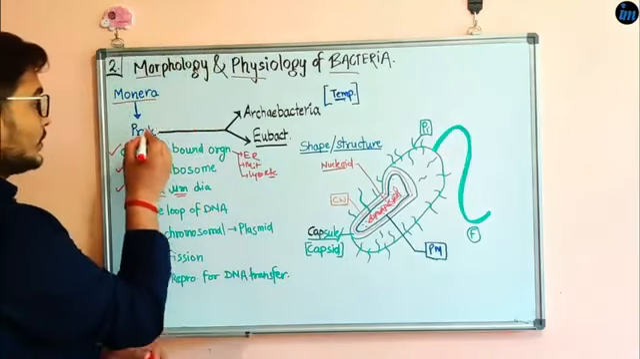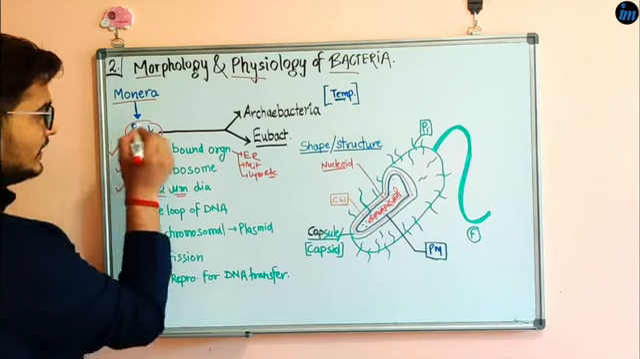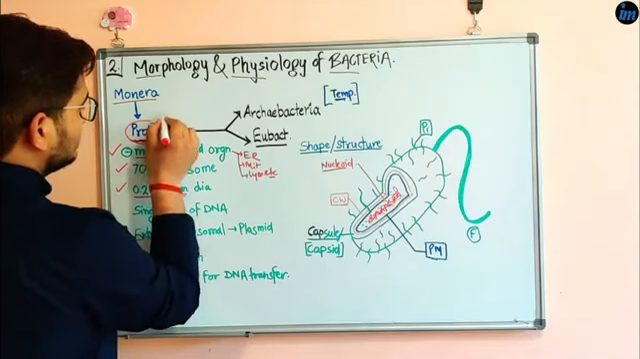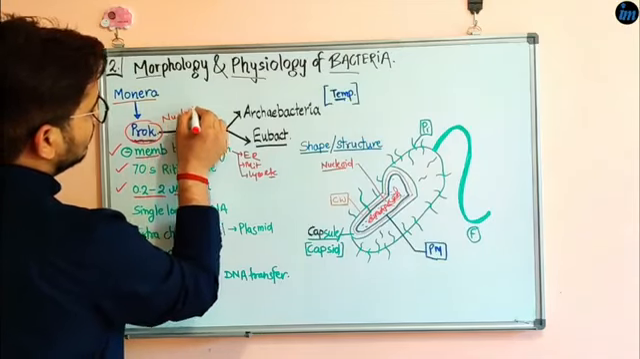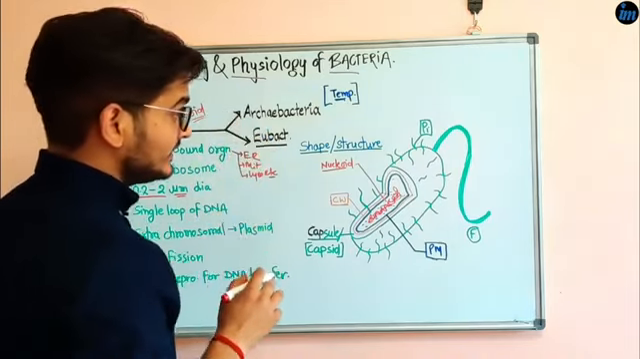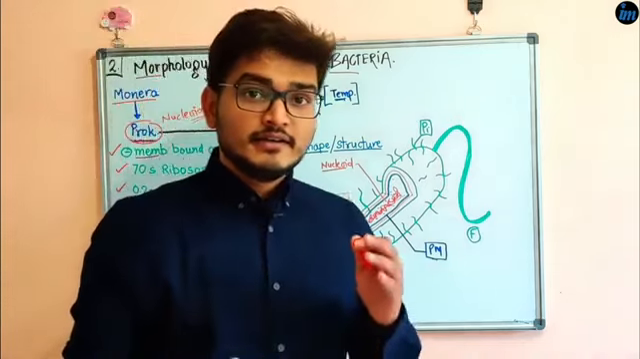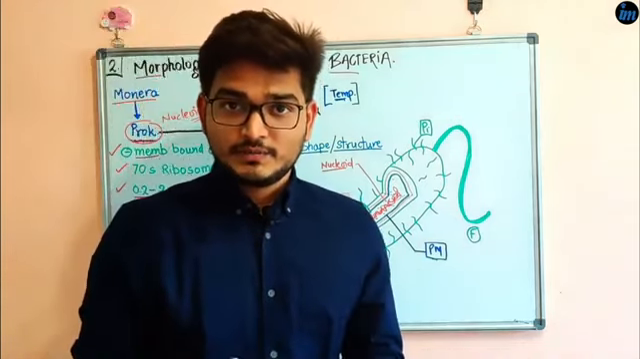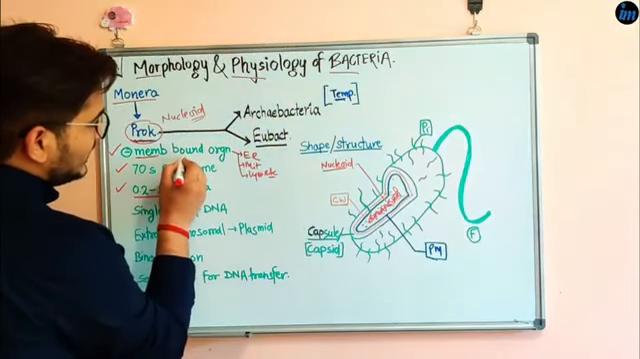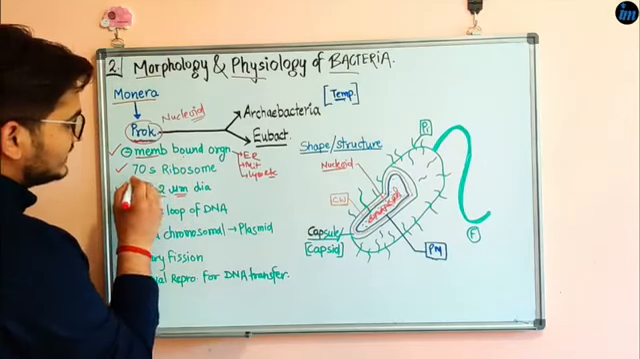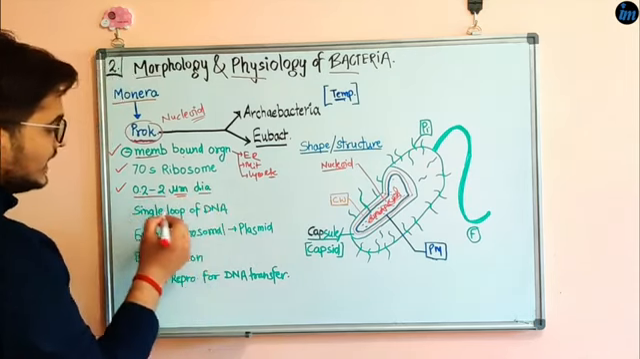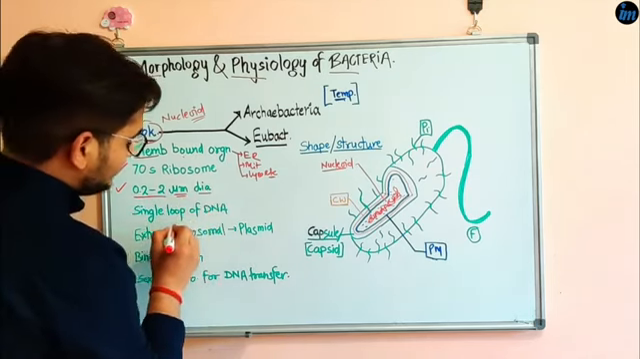So here the prokaryotes contain a false nucleus, that is why it is known as a nucleoid. They contain a nucleoid. I want to focus here again that you can't say they don't have nuclear material. They have nuclear material, right? So the first point, there is a lack of membrane-bound organelles. Second, they have 70S ribosomes, and third, they have a diameter of 0.2 to 2 micrometer, and there is a single loop of DNA. What does it mean?